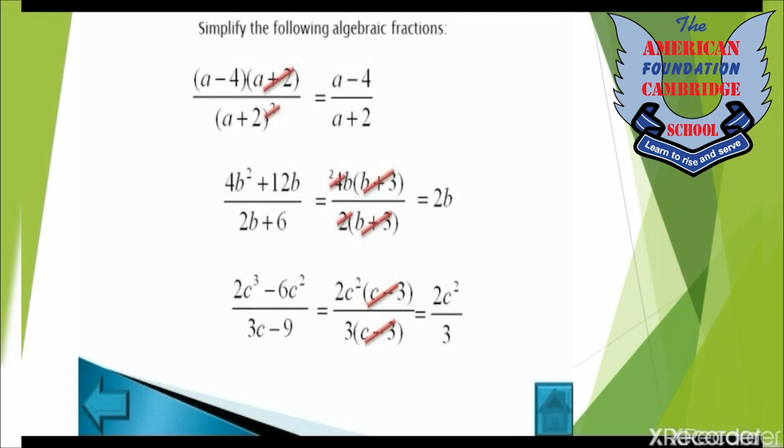Simplify the following algebraic fractions. First one, a minus 4 into a plus 2 upon a plus 2 whole square. As you can see, we have similar brackets in the numerator and in the denominator as well, which is a plus 2. So they can be reduced. After cancellation, your answer will be a minus 4 in the numerator and a plus 2 in the denominator. As you can see that we have square power on a plus 2 in the denominator.